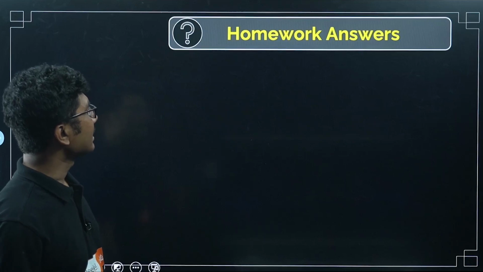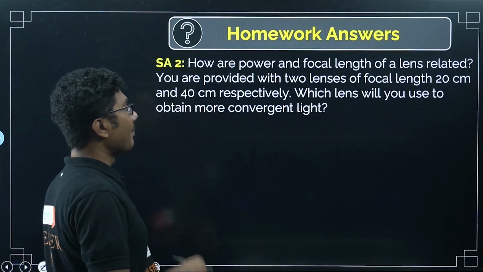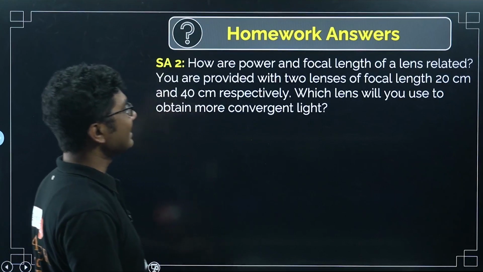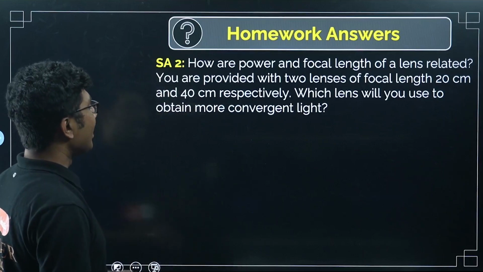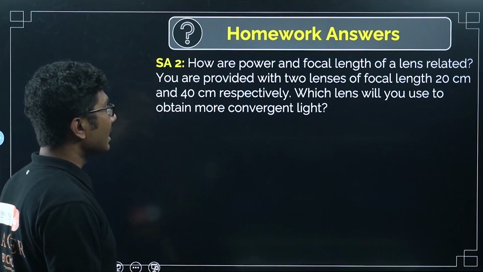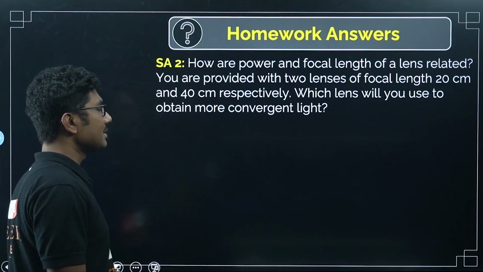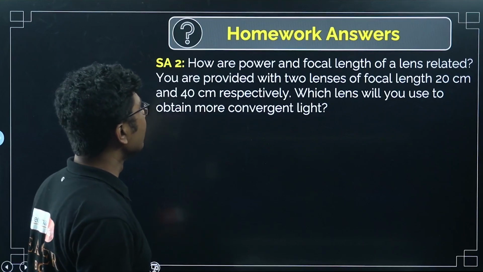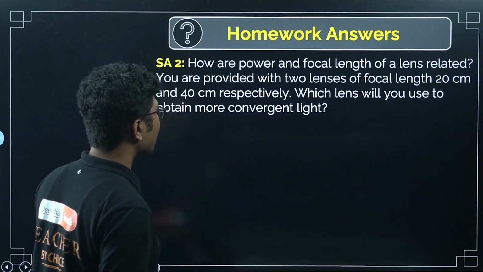Now let's move on to the next question. How are power and focal length of a lens related? You are provided with two lenses of focal length 20 centimeter and 40 centimeter respectively. Which lens will you use to obtain more convergent light?